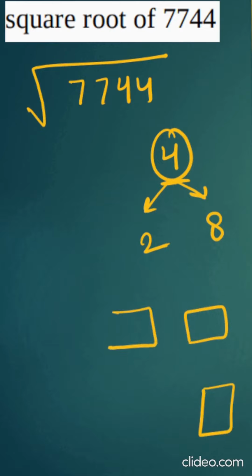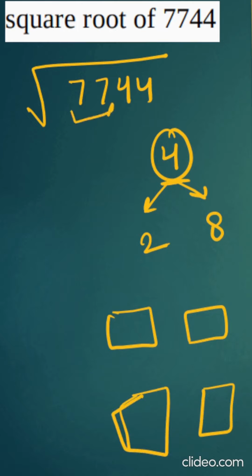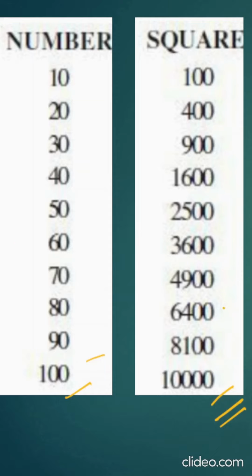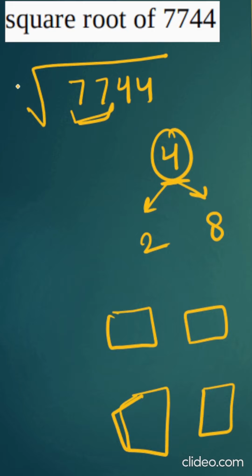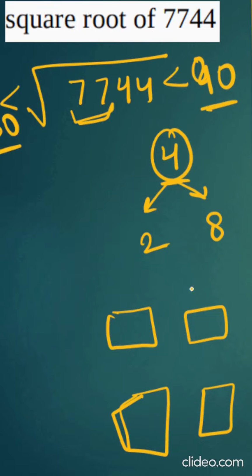Now what will happen to the first digit? How can we decide the first digit here? For the first digit, look at 7700. You can look at this table now. 7700 lies between 6400 and 8100. So of course its square root must lie between 80 and 90, right? So this number must be between 80 and 90. This is clear to us now. And the last digit can be 2 or 8. So this is clear to us.